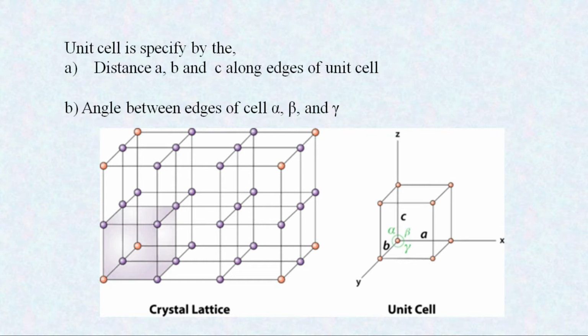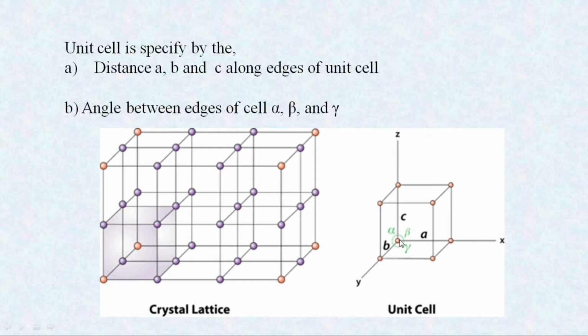So it may change its structure depending on parameters. The shape of the unit cell is decided by two factors. Number one is edge length and second one is edge angle. So if I consider one unit cell, and let me consider this is the x-axis of the unit cell, this is the y-axis of the unit cell, and this is the z-axis of the unit cell.